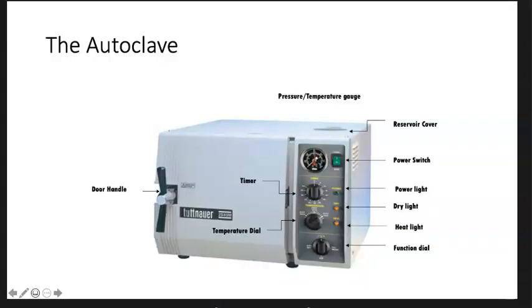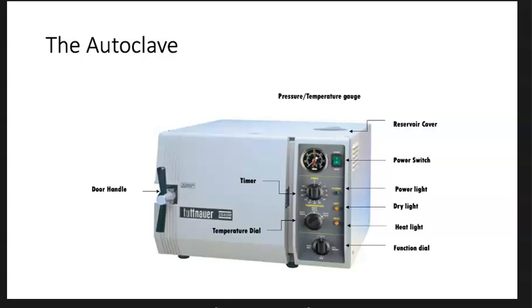This is a picture of a standard autoclave. There's a door handle with a locking mechanism. This ensures that when there's pressure within the autoclave that the door remains closed. There is often a safety feature that does not allow you to open the door when the autoclave is under pressure. There are function dials towards the bottom, a heat light indicating that it's hot, a dry light indicating that the moisture has dissipated. There is a power indicator light, a master power switch.